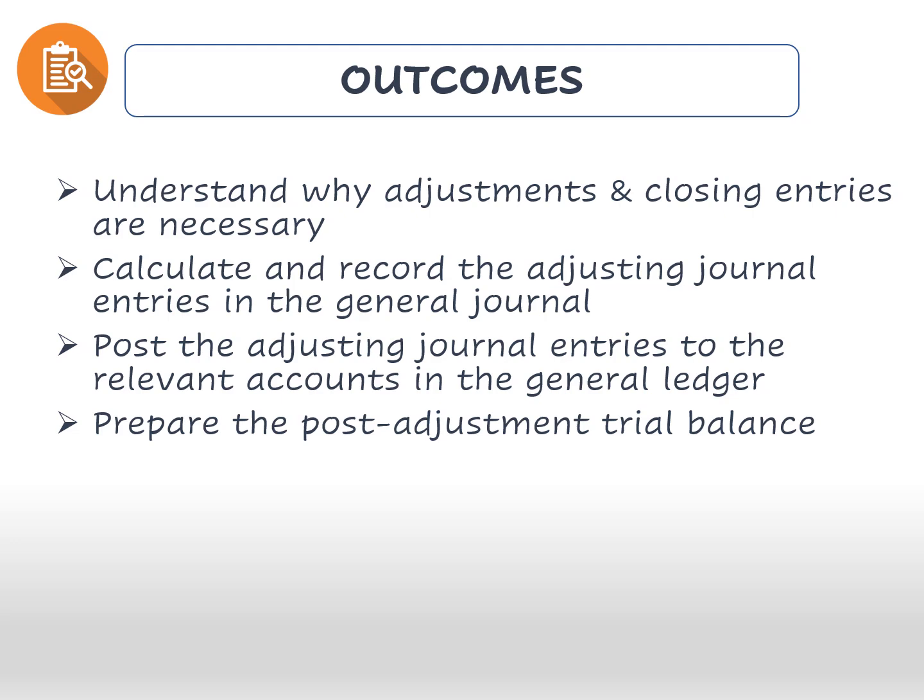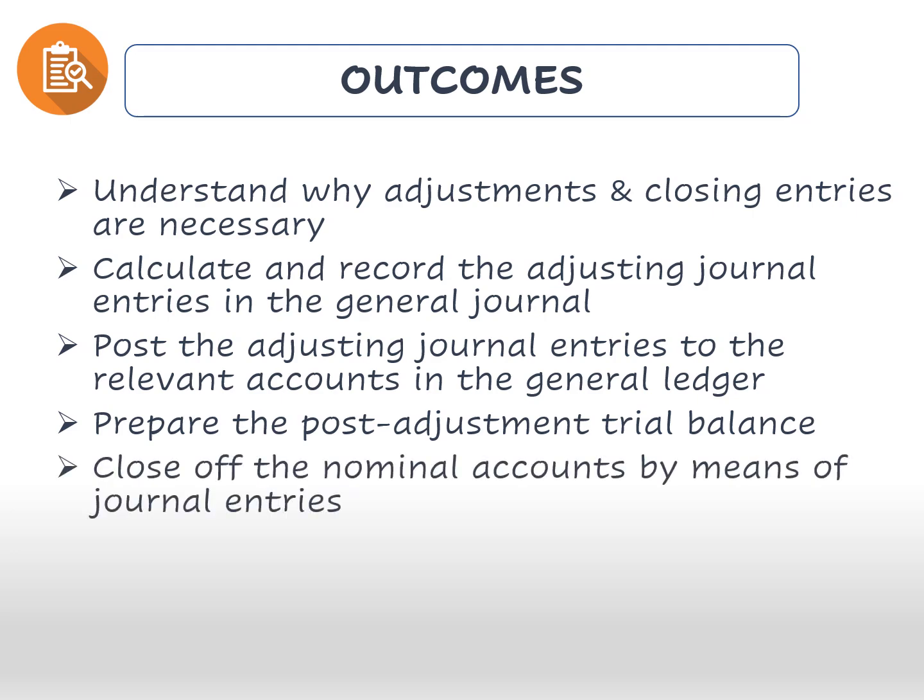So it follows the same steps as what you have done for previous chapters, but now we're specifically doing the adjusting journal entries, posting those to the general ledger, and then preparing a trial balance once those accounts have been balanced, and that we call the post-adjustment trial balance.